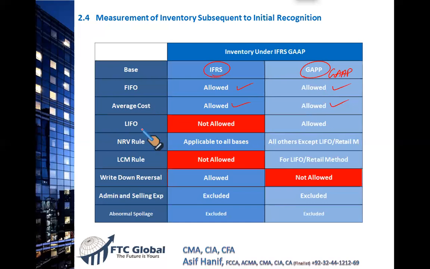Now, this is the difference. LIFO is allowed under the US GAAP, but it is not allowed under the IFRS. You need to keep that in mind. Right? Now we are going to study two rules, NRV and LCM.